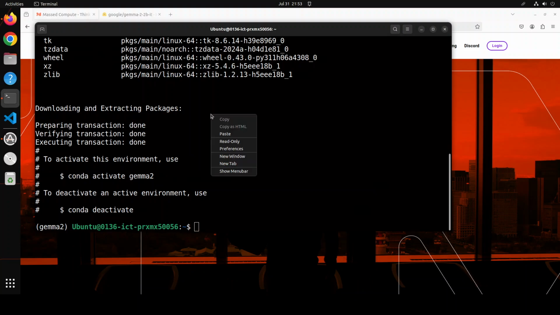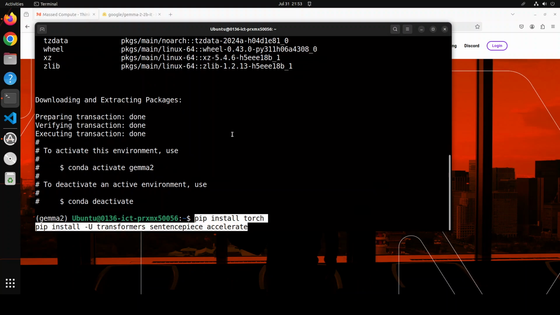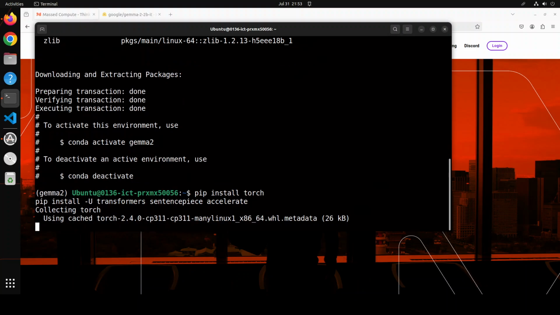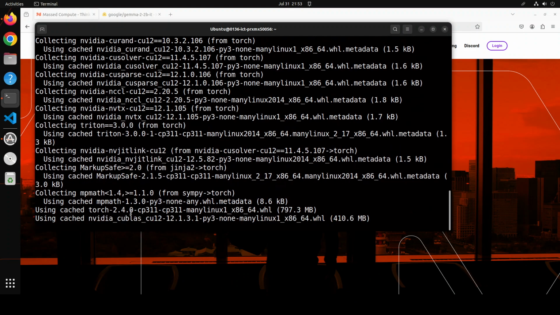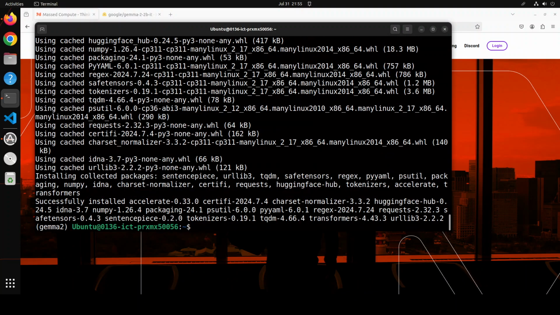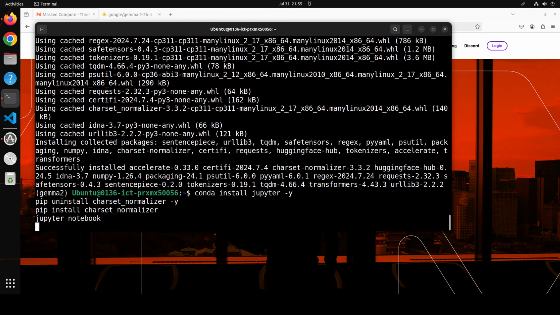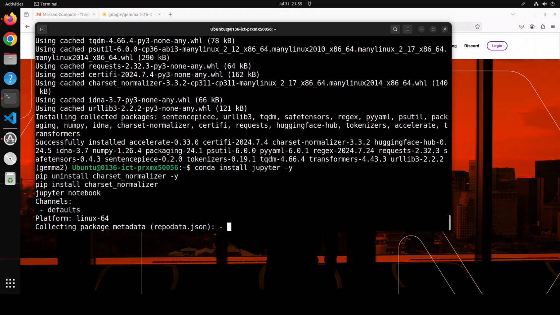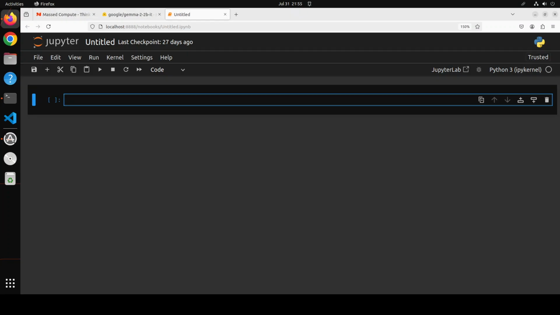And that is done. Now let's install some of the prerequisites, including torch and transformers, and make sure you upgrade the transformers version because this Gemma 2 is only available in the latest transformers version. So let's wait for it to get installed. All the prerequisites are done. Now let's install our Jupyter Notebook, and then it is going to launch it in the browser. Let's wait for it to get launched. And there we have our Jupyter Notebook.